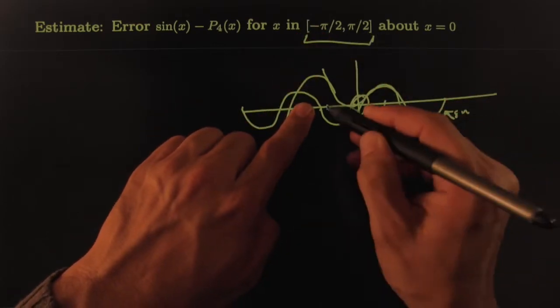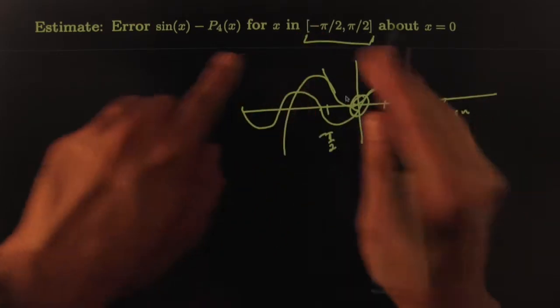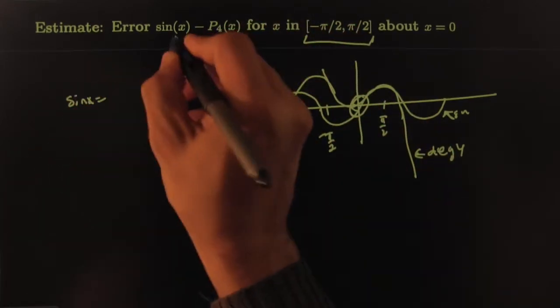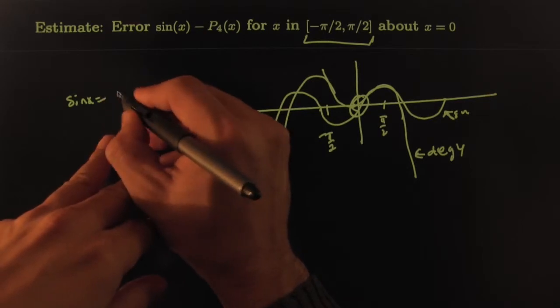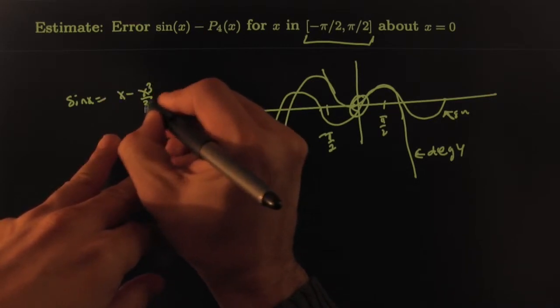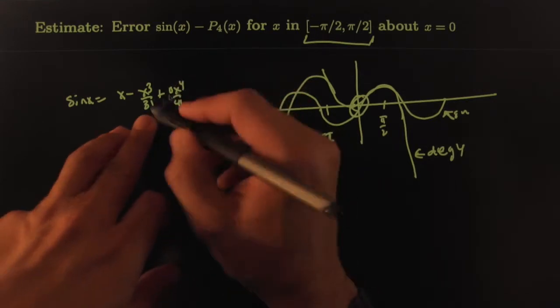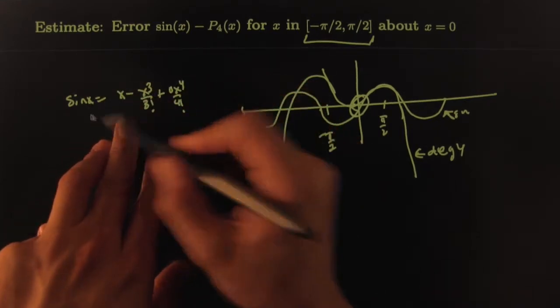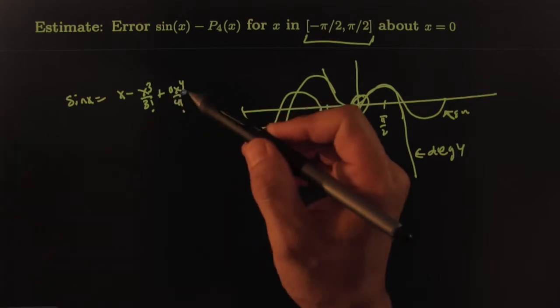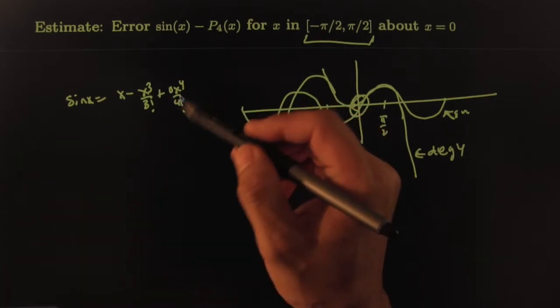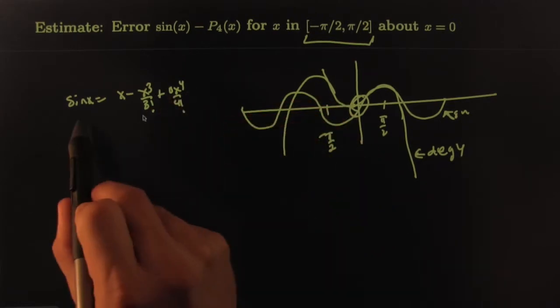So between π/2 and -π/2, we're asking, how bad could things get if we replace our sine of x with our degree 4 polynomial? The degree 4 polynomial will look like this: x minus x to the 3 over 3 factorial plus 0 times x to the 4 over 4 factorial. That's what the expansion is, because we've done it many times. In fact, a lot of people don't even write that sometimes. You don't have to write it if you don't want to.